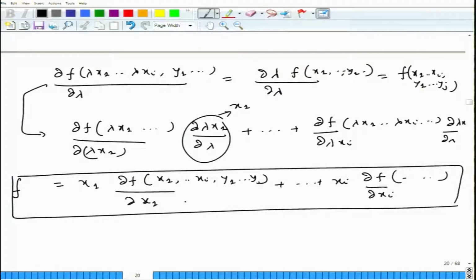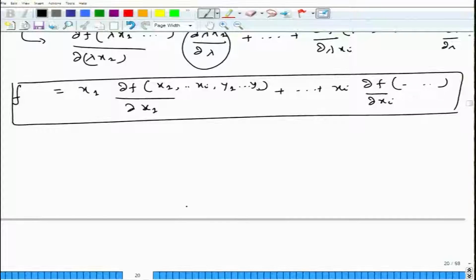Now, having derived this expression, we can also apply it to thermodynamic functions. So, let me just try that for internal energy. The objective now is to apply it to, let us say, u as a function of s, v, n1, n2 and so forth. Now, these all are extensive variables. So, this is all a homogeneous function of degree 1 with respect to all the variables.